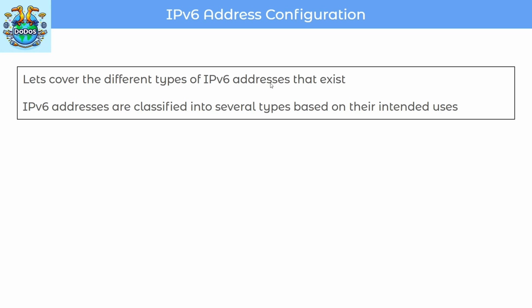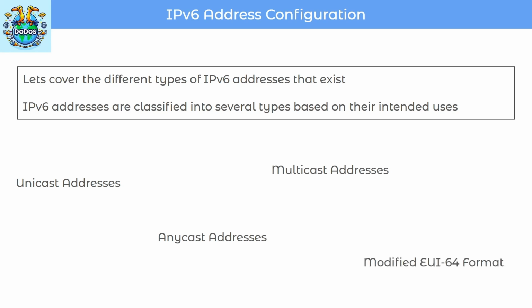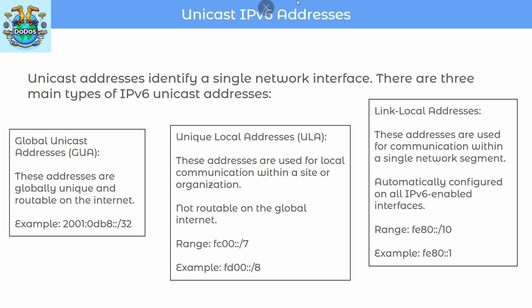Let's cover the different types of IPv6 addresses that exist. IPv6 addresses are classified into several types based on their intended uses: unicast, anycast, multicast, and modified EUI-64. Unicast IPv6 addresses identify a single network interface. There are 3 main types of IPv6 unicast addresses: global unicast address, or GUA. These addresses are globally unique and routable on the internet.